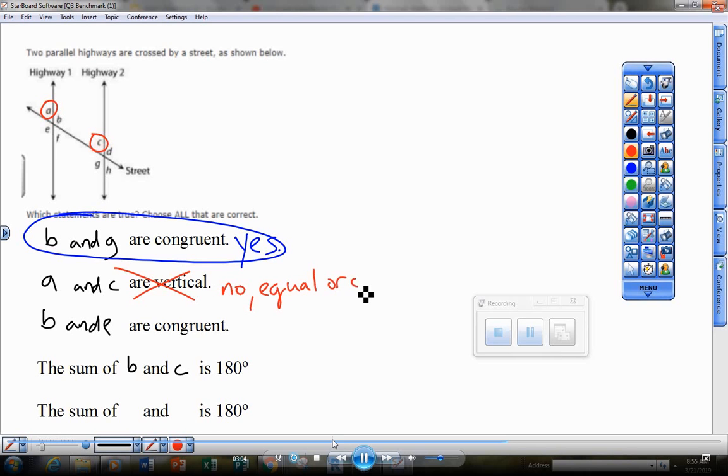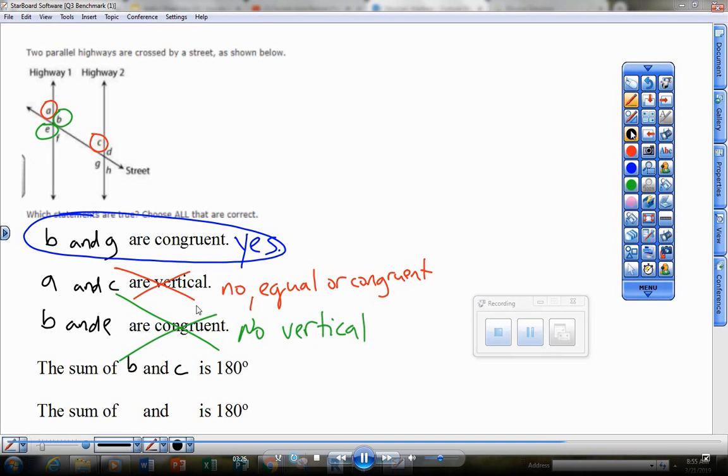So don't pick that one. And then the third one, B and E, are they congruent? And I'm going to say yes, they are congruent. But I'm asking you, are these vertical? Or again, I kind of made a mistake here, but this is true. These are congruent, but they're not vertical, so this is kind of misleading right here. That is a true statement. Yes, they are congruent. So I would have circled that one right there. But they're not vertical though.